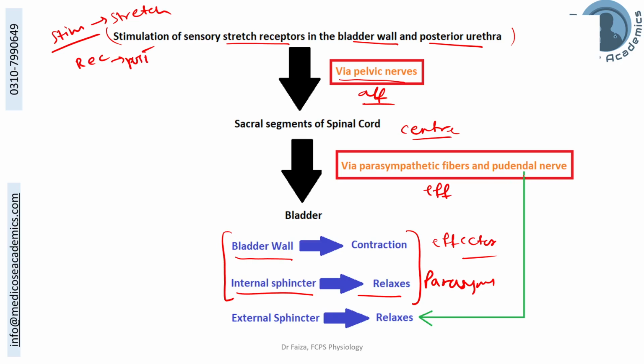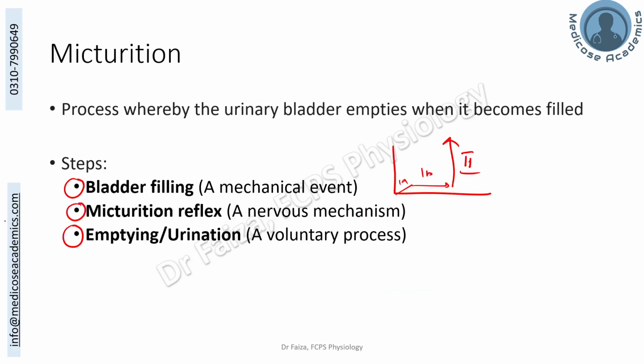Whereas the pudendal nerve is the somatic nerve, which is going to relax the external sphincter, and this is also under voluntary control. If the conditions are favorable, this relaxation will occur and the third step, that is emptying, will be completed. If the conditions are not favorable, one might voluntarily inhibit the relaxation of the external urethral sphincter, rather keep it constricted, avoiding the urination or emptying up to a limit.